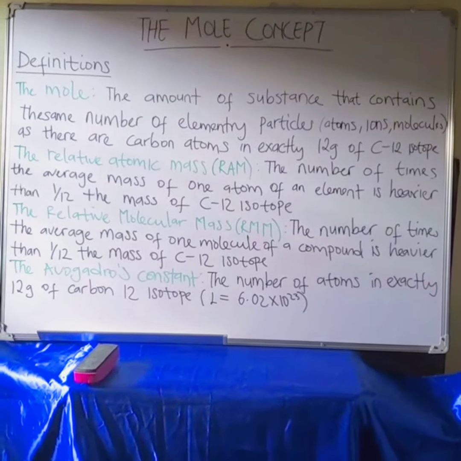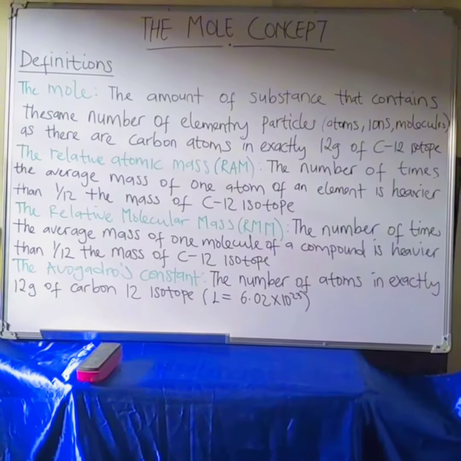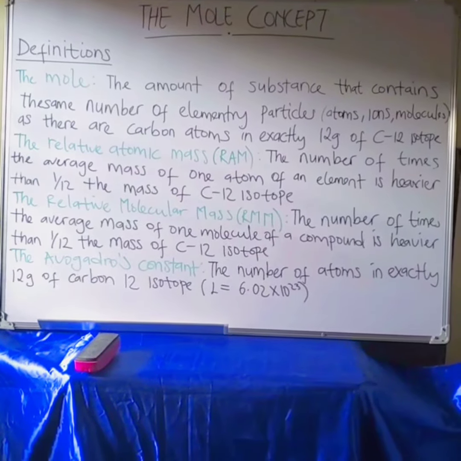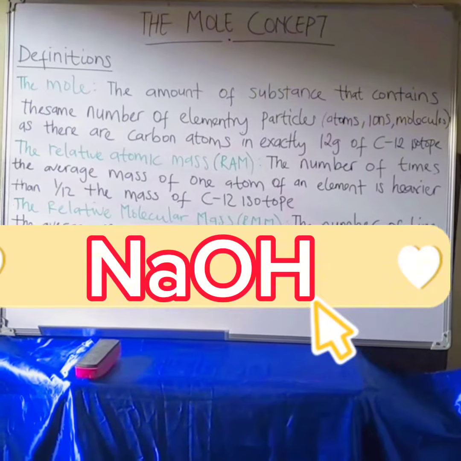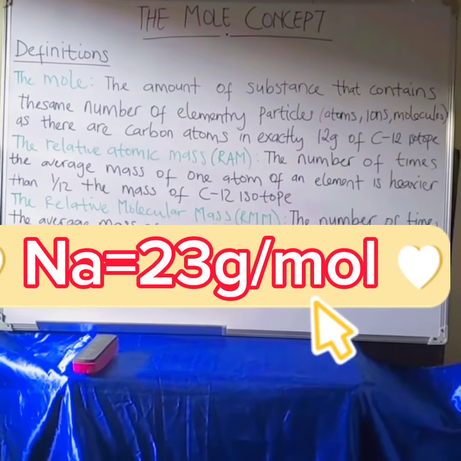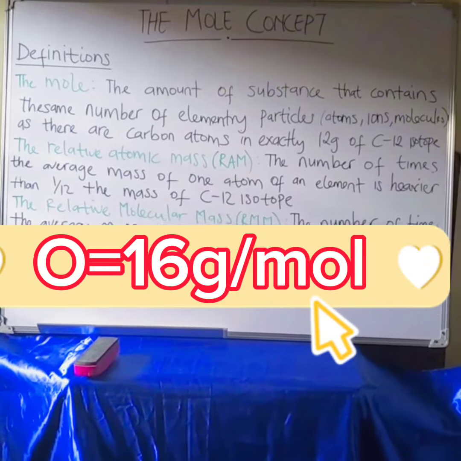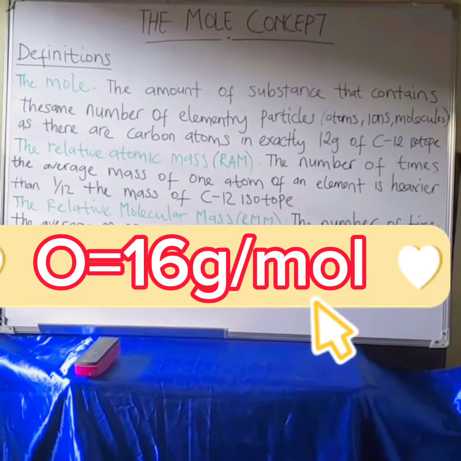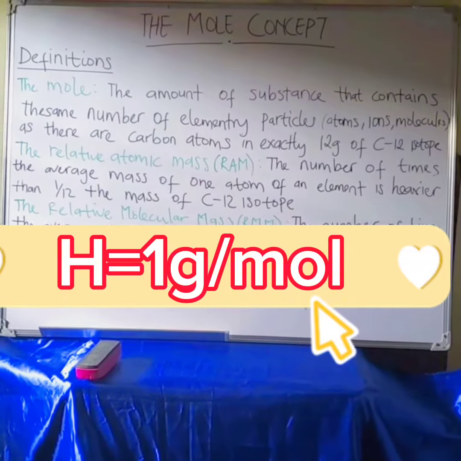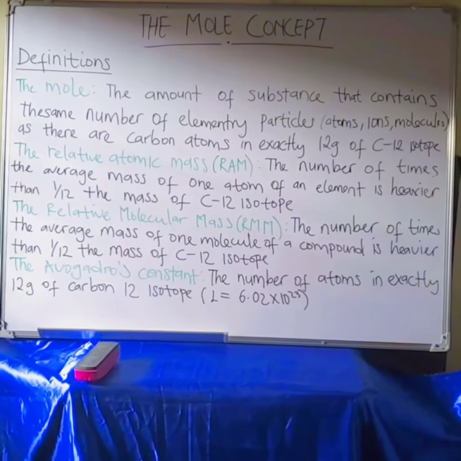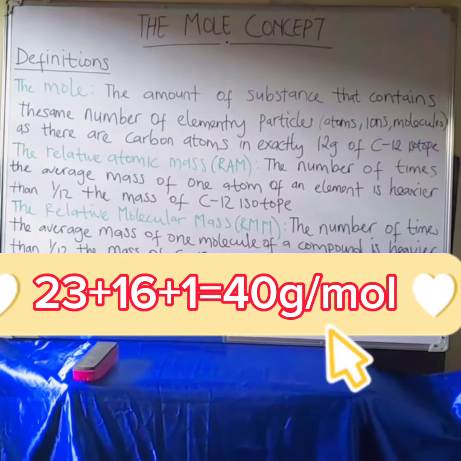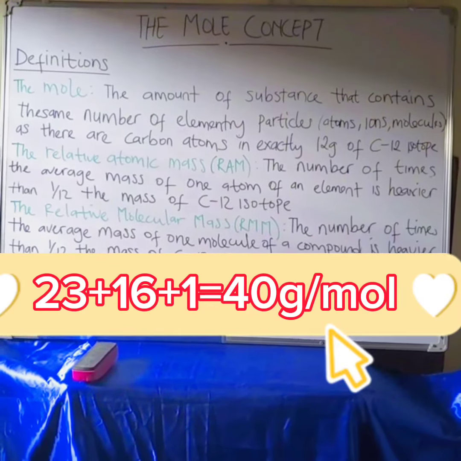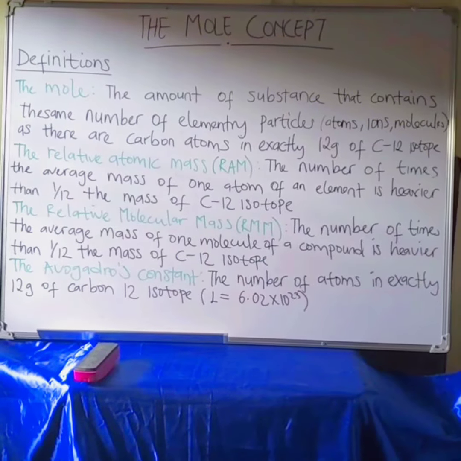The relative molecular mass of a compound, for example, sodium hydroxide, you get the relative atomic mass of sodium plus the relative atomic mass of oxygen plus the relative atomic mass of hydrogen, because those are the atoms that form sodium hydroxide, and the sum of that will give you the relative molecular mass. We're going to look at more examples shortly.